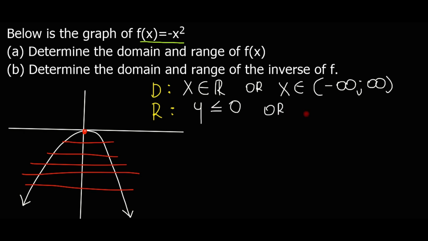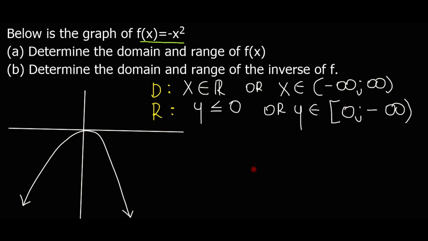Or o ka ngwala in this way. Or y is an element of, where graph ya re thoma from 0 and then go into negative infinity. Remember always rashumisha this bracket because ki included re-include li zero. Part B re determine the domain and the range of the inverse of f.